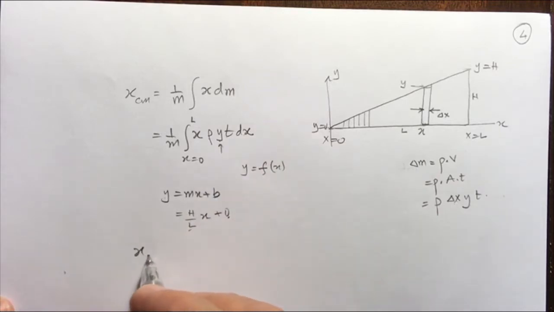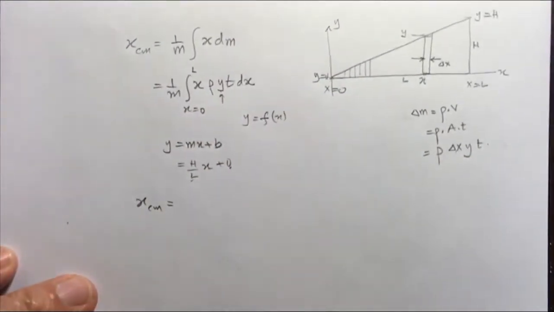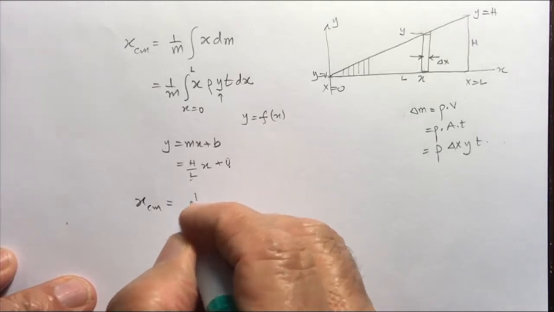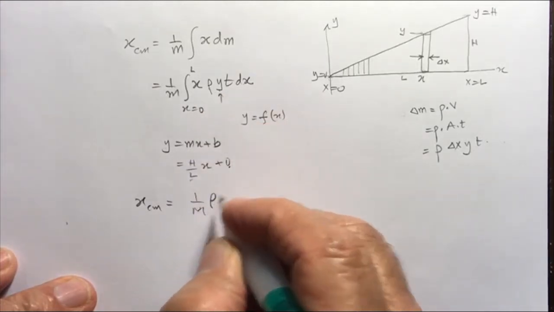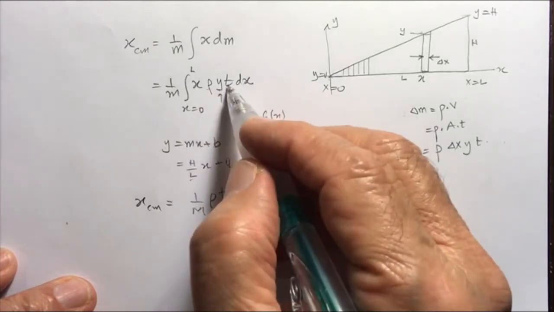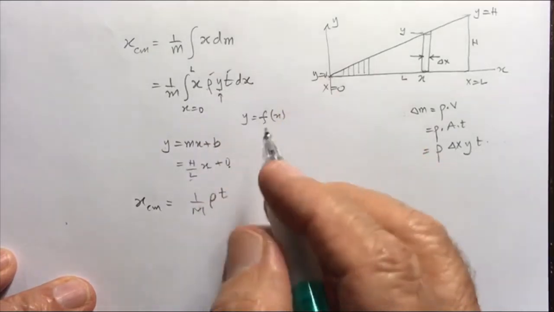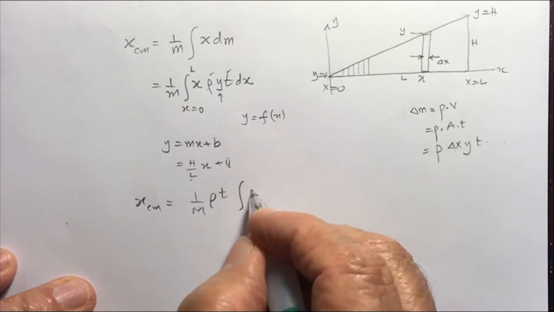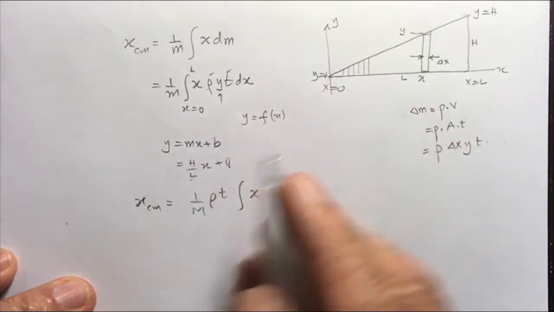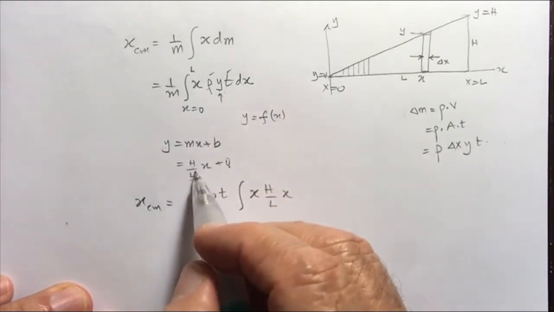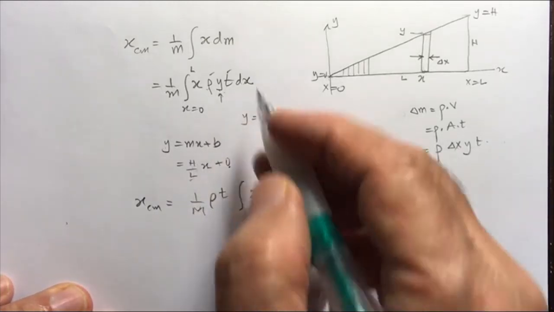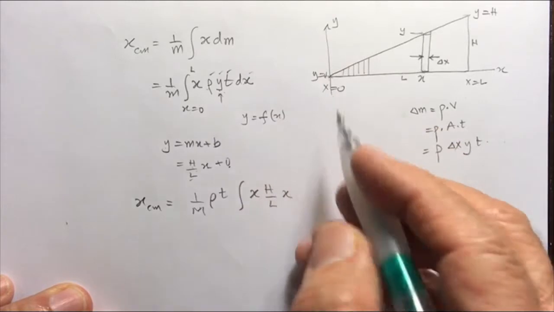And so the x center of mass is going to be then 1 over m, and we take out the rho and the t, and we're left with an x and a y, and the y will be h over L x. That's the y. And so we've got the y and the dx.